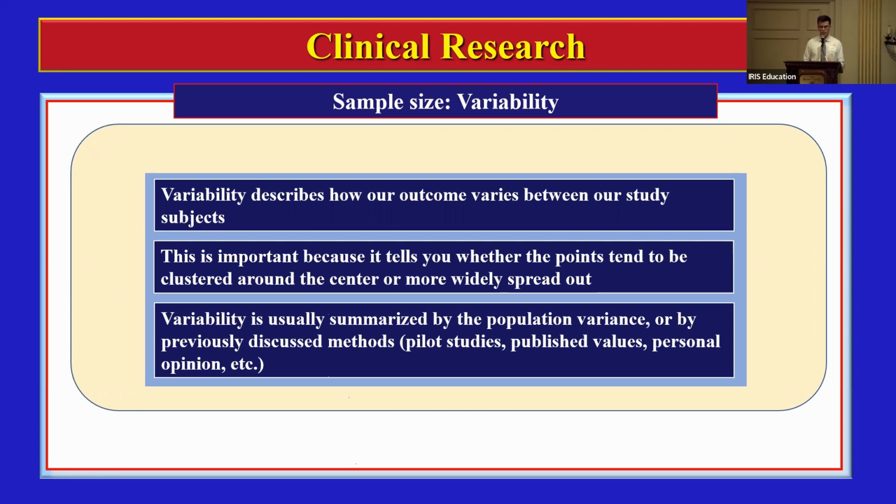When we talk about variability, we usually summarize it with the population variance. But if you remember, our population is extremely large, and it's not very pragmatic to try and study our entire population. So we're never really going to know the true population variance, but we still have those methods of estimating the variance that we discussed earlier, potentially from a pilot study or published values, personal opinions, et cetera.